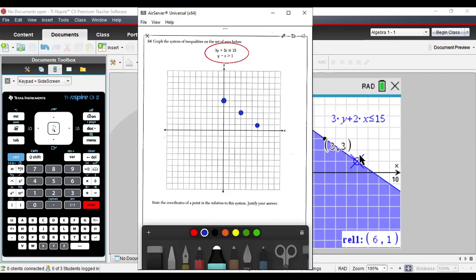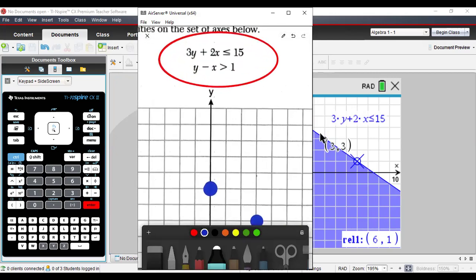Now, the one thing I need to know is, is this line going to be a solid line or a dashed line? The way that you tell is if this has an equal sign, and it does, then it's going to be a solid line. If it doesn't have an equal sign like this one, it's going to be dashed. So this one's going to be a solid line. This one's going to be dashed.